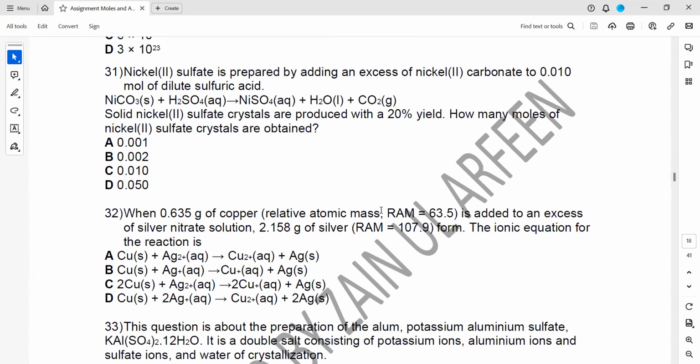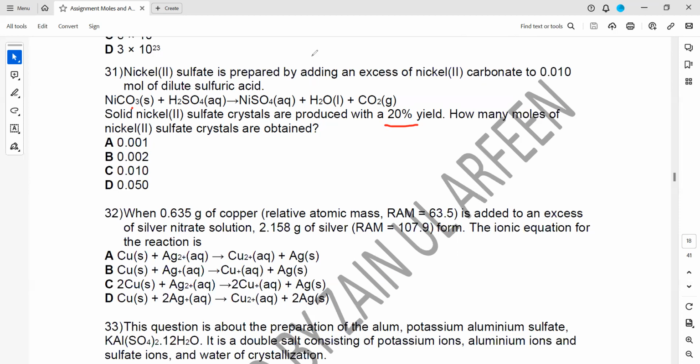nickel sulfate is prepared by adding an excess of nickel carbonate to 0.01 mole of sulfuric acid. So nickel carbonate plus sulfuric acid gives nickel sulfate, water, and carbon dioxide. Solid nickel sulfate crystals are produced with a 20% yield. Practically, for example, if we predict we should get 100 grams, but we are getting only 20 grams, it has a very low yield. How many moles of nickel sulfate crystals are obtained?